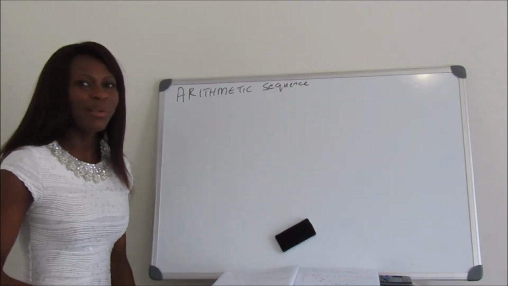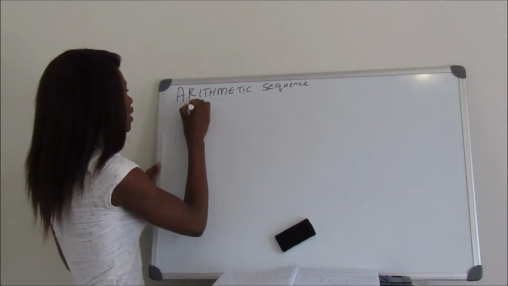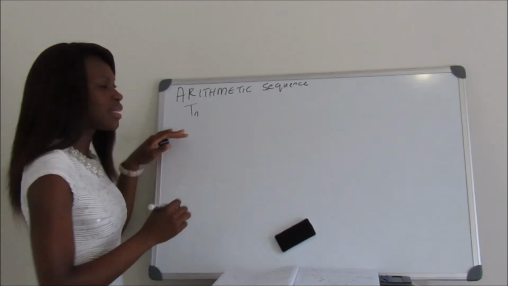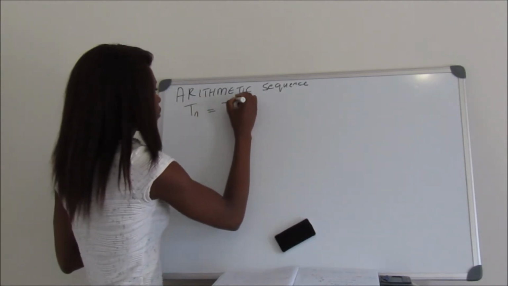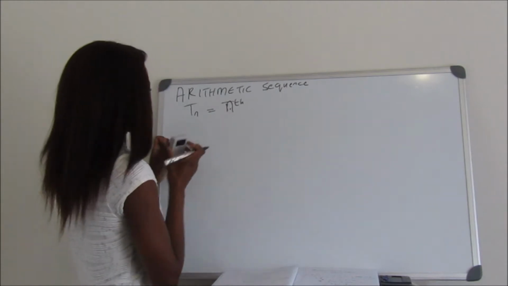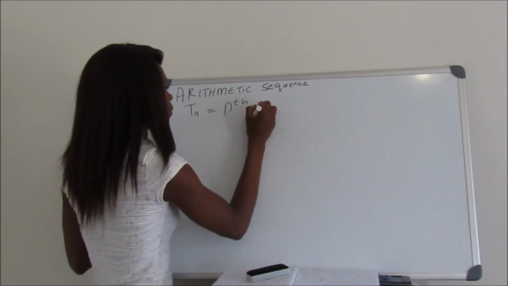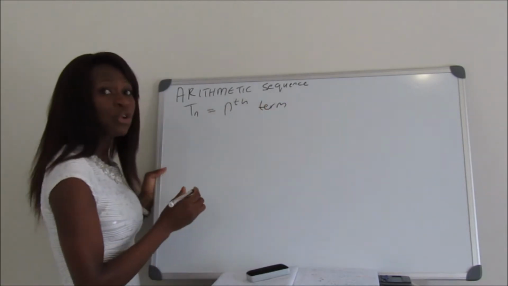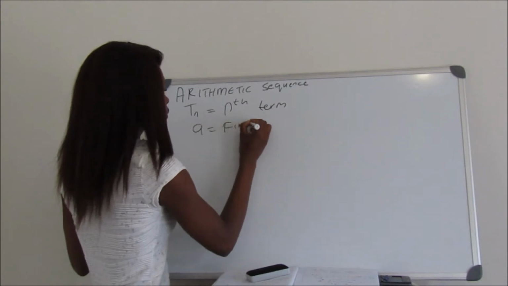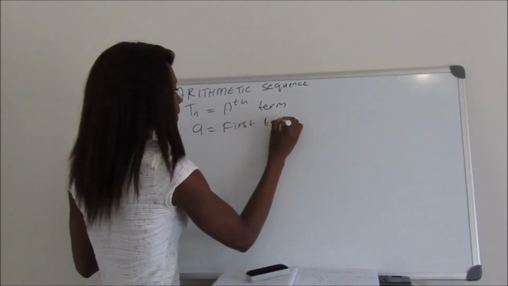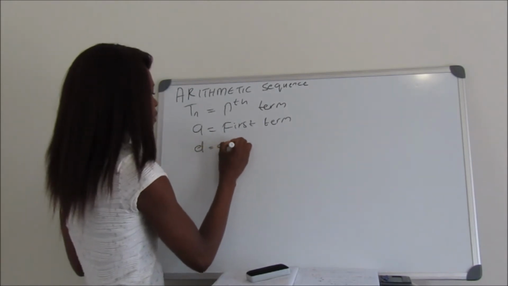With arithmetic sequence, there are terms that are commonly used throughout the section. Those terms are Tn, which means the nth term, and A, which means the first term, and there is also D, which means the common difference.